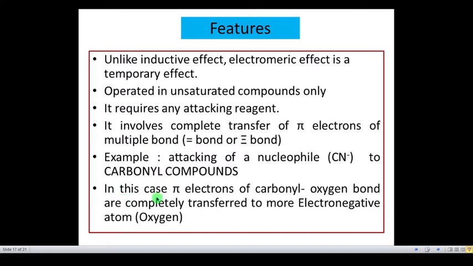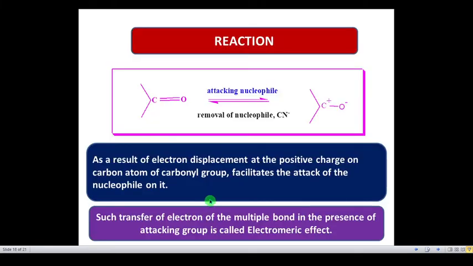In the case of the pi electrons of the carbonyl carbon-oxygen bond, what is taking place here? Complete transfer to the more electronegative atom. So in the case of a carbonyl compound, the pi electrons are completely transferred from the carbon to oxygen. We'll see the example here. This is very simply called the electromeric effect.